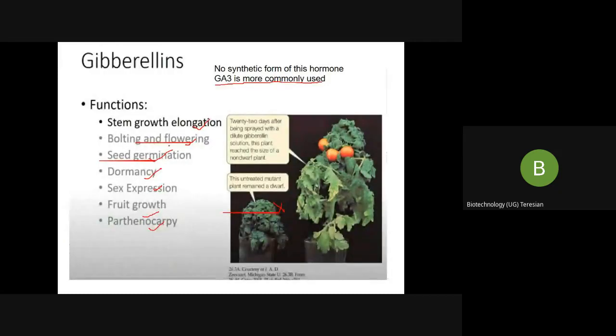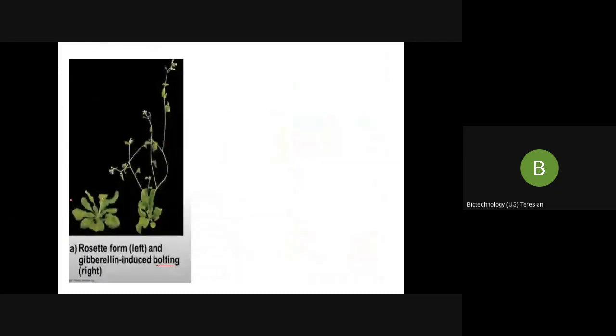Okay, bolting and flowering. If your plant is in the rosette form and is not flowering, you induce gibberellin, that is your GA3, which is commonly used. Okay, you get this beautiful plant, which has grown tall and has also started flowering. So with these two hormones itself, you can come to know how important the hormone is. Without this hormone, the plant development, the organogenesis will not occur at all.